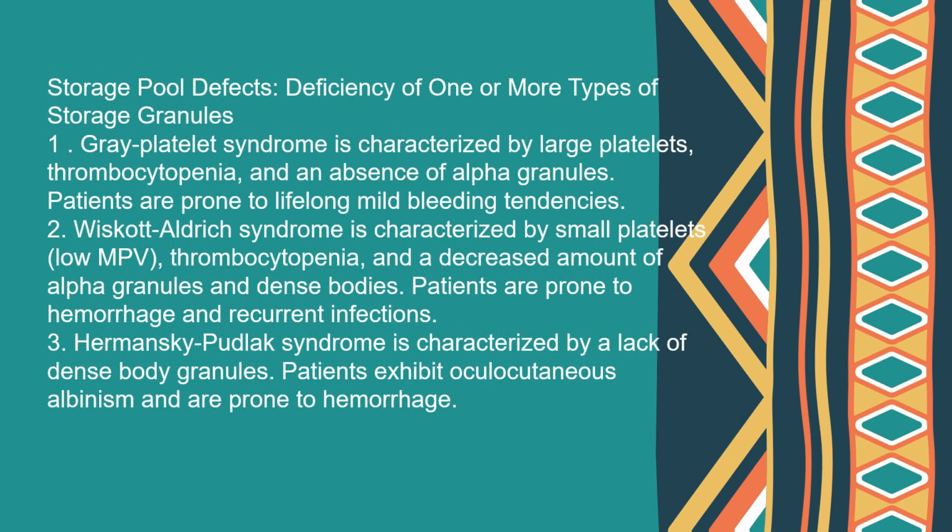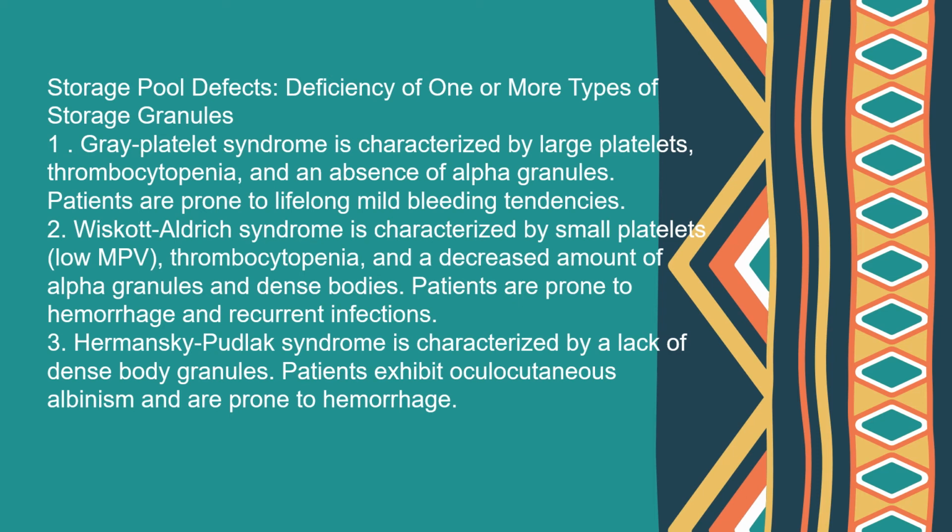Another problem is storage pool defects. When there is a problem with the storage granules, we know that the storage granules are very important in clotting. So we have here number 1, gray platelet syndrome, which is characterized by large platelets, thrombocytopenia, absence of alpha granules, and patients are prone to lifelong mild bleeding tendencies. The second one is Wiskott-Aldrich syndrome, where the platelets are small, there is thrombocytopenia, and there is a decrease in the number of alpha granules and dense bodies. Again, there may be hemorrhage and recurrent infections.